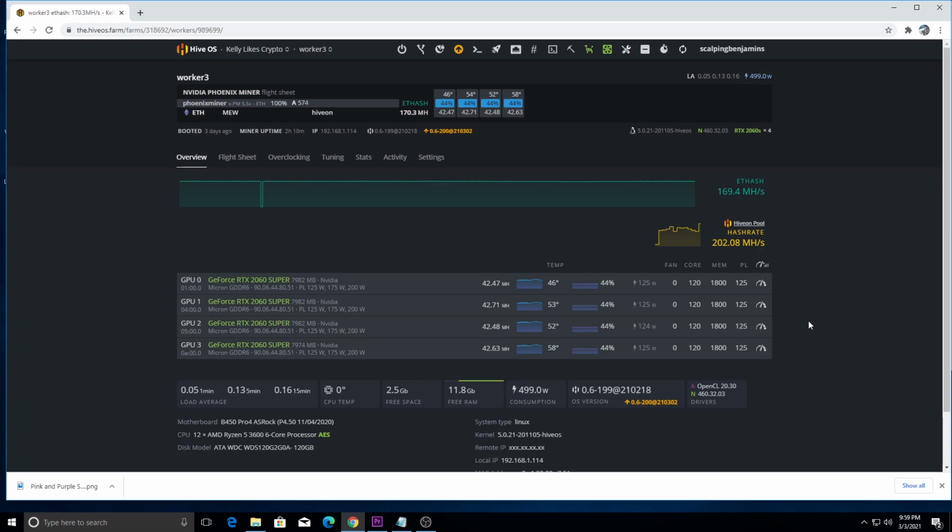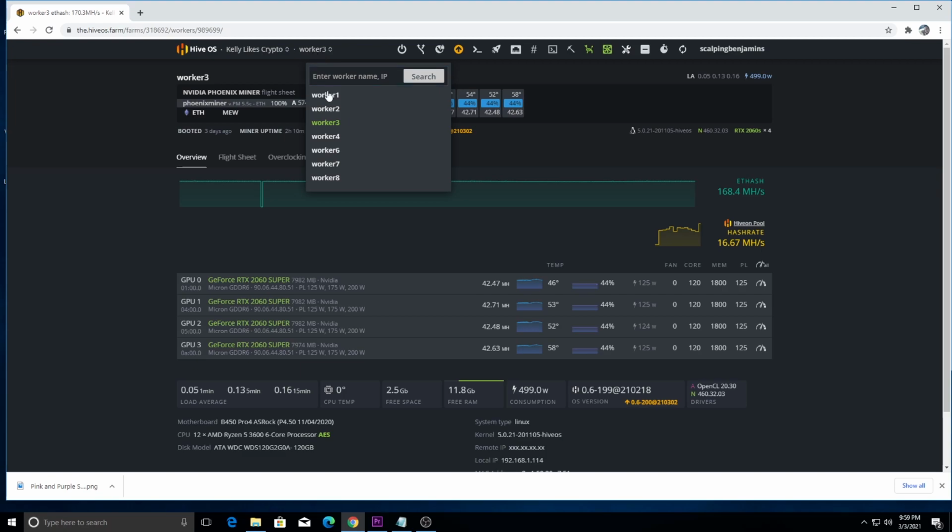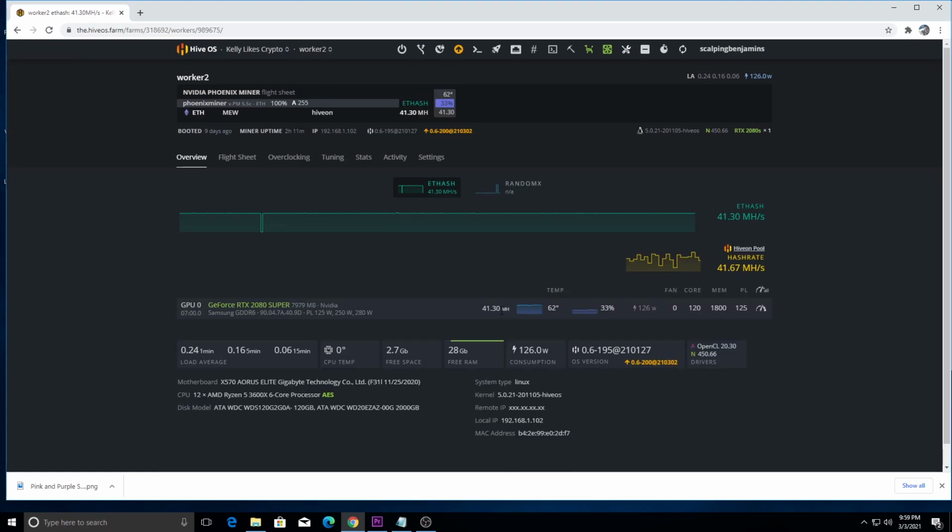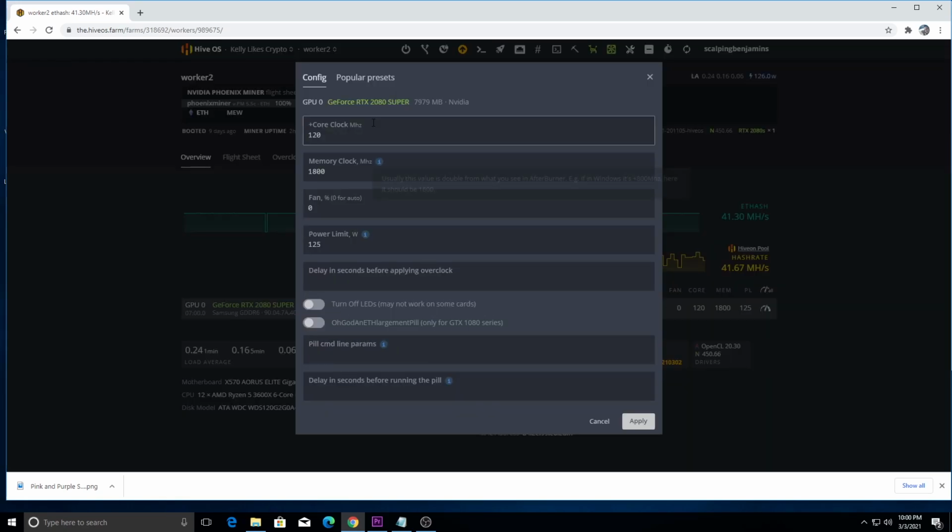I have one 2080 Super card. It is actually my gaming computer. It's a funny card. The 2060 Supers seem to mine better than the 2080 Super. I really don't know what the issue is. I haven't tried super hard. I only got one card, so it's whatever. It's getting me 41, but the 2060 Supers are easily getting me 42, 43. So it's kind of weird.